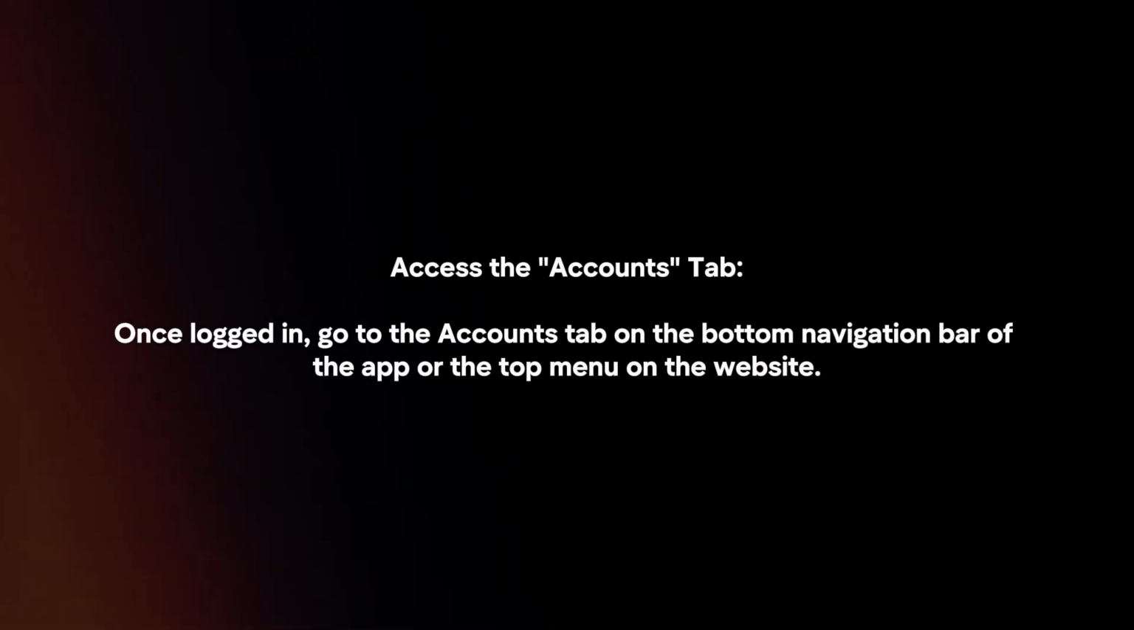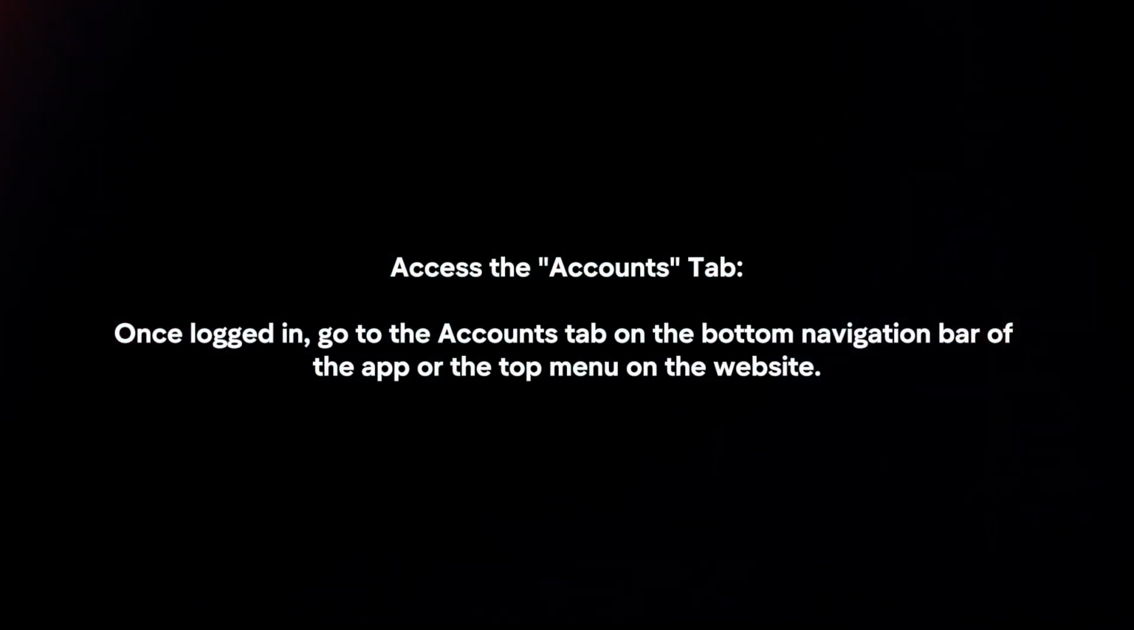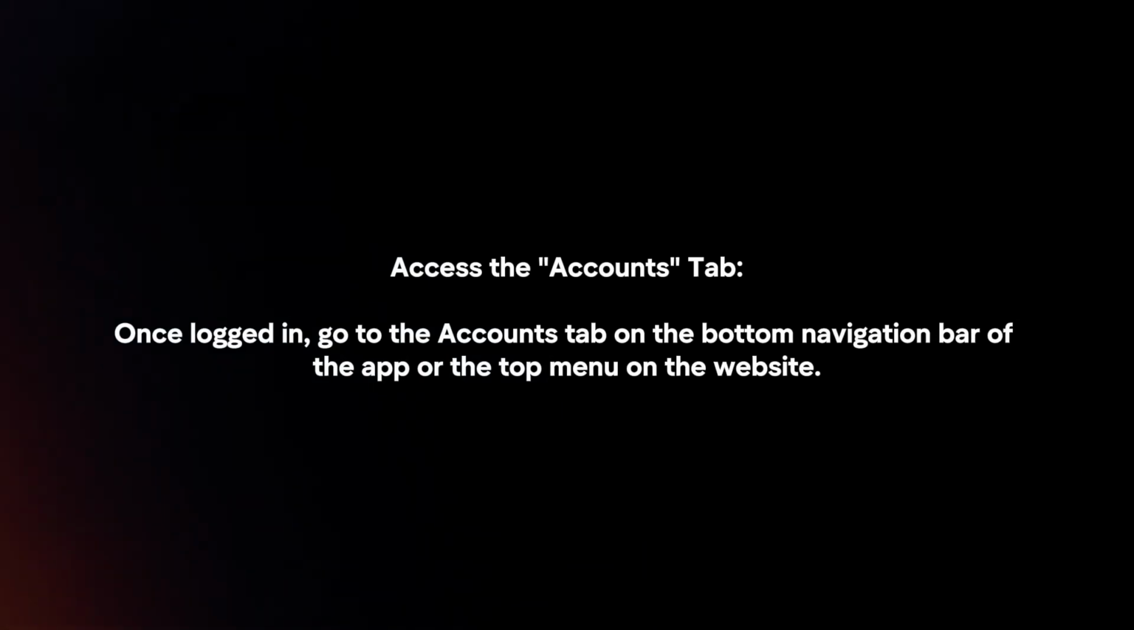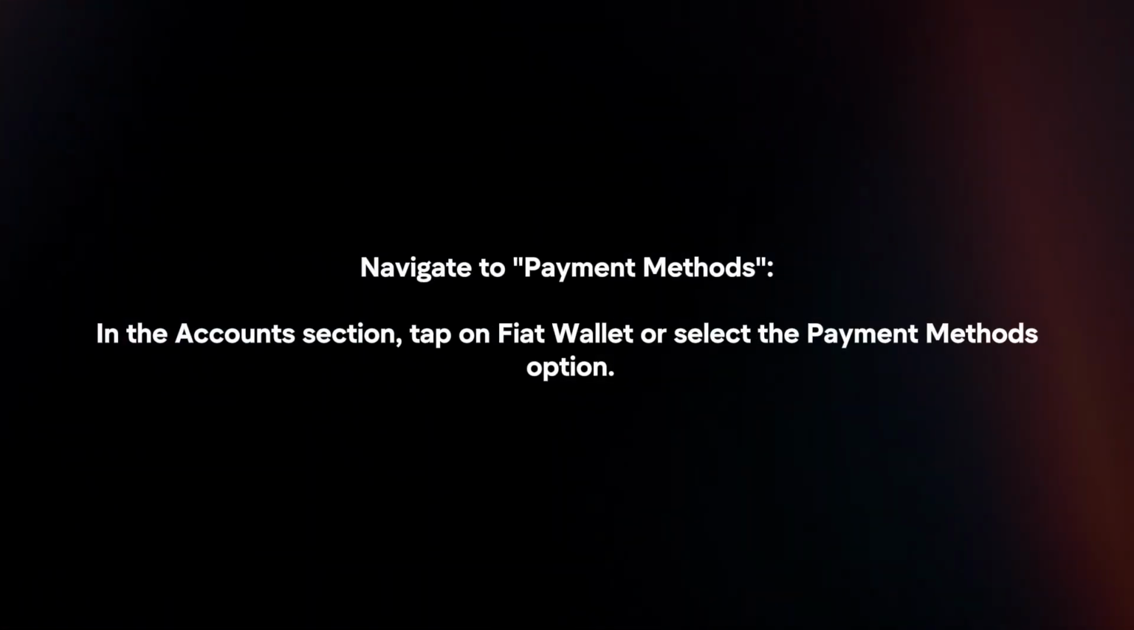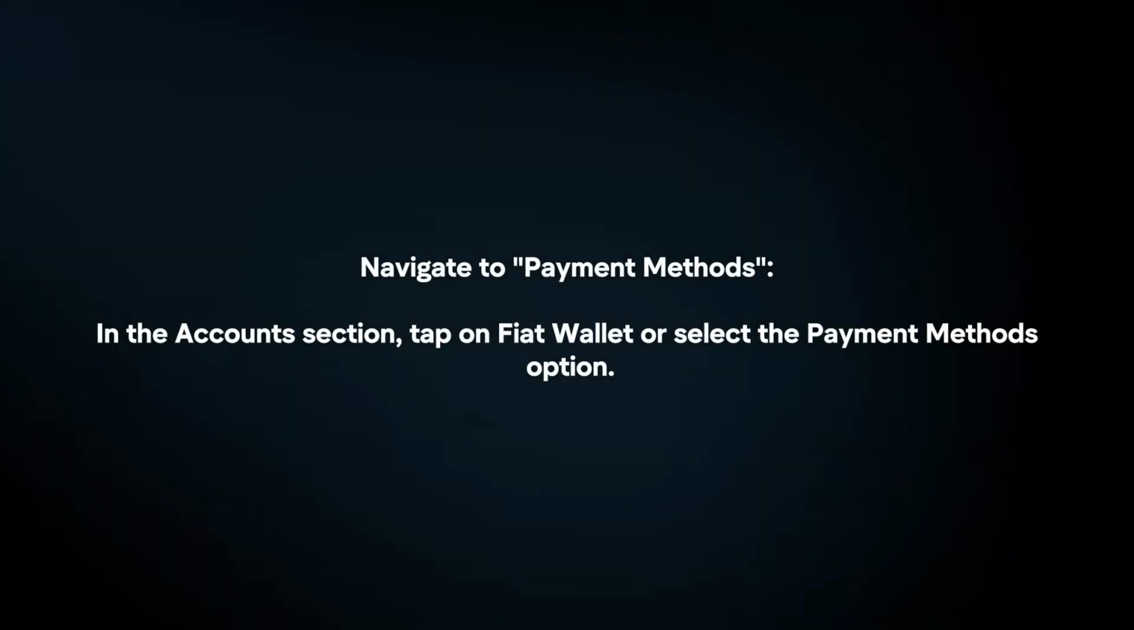Access the Accounts tab. Once logged in, go to the Accounts tab on the bottom navigation bar of the app or the top of the menu on the website. Navigate to Payment Methods. In the Accounts section, tap on Fiat Wallet or select the Payment Methods option.